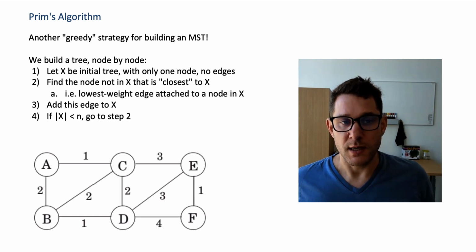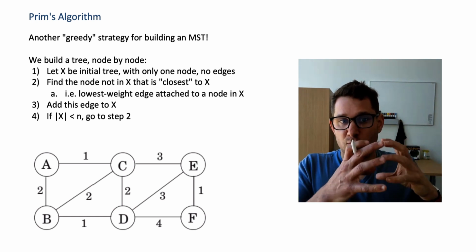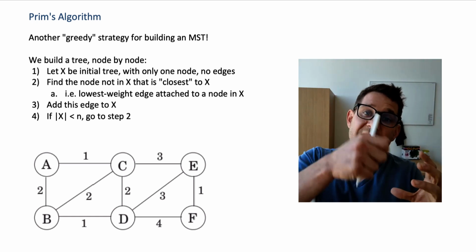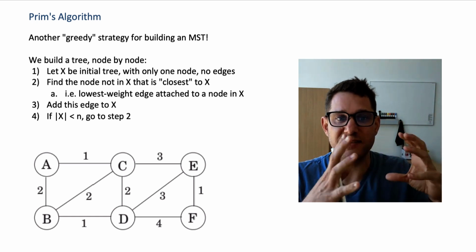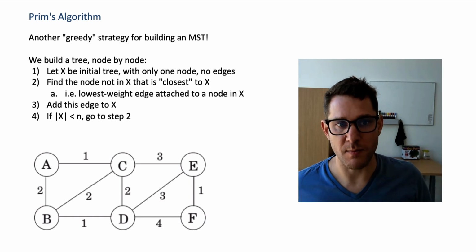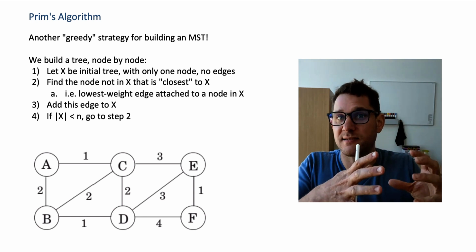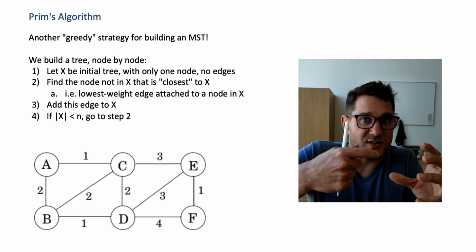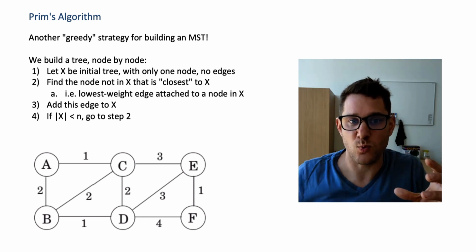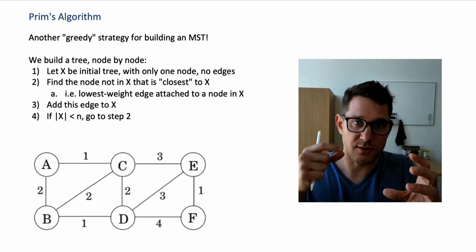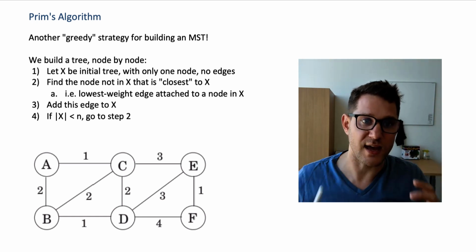So given that it has some current tree x, it's going to ask, what is the cheapest thing I can attach to x to increase the size of this tree by 1? And it looks at all of the nodes that are attached to x but aren't in x, and it says, which of those edges is the cheapest, has the lowest weight associated with it? And it takes that edge and adds that node and that edge into x.